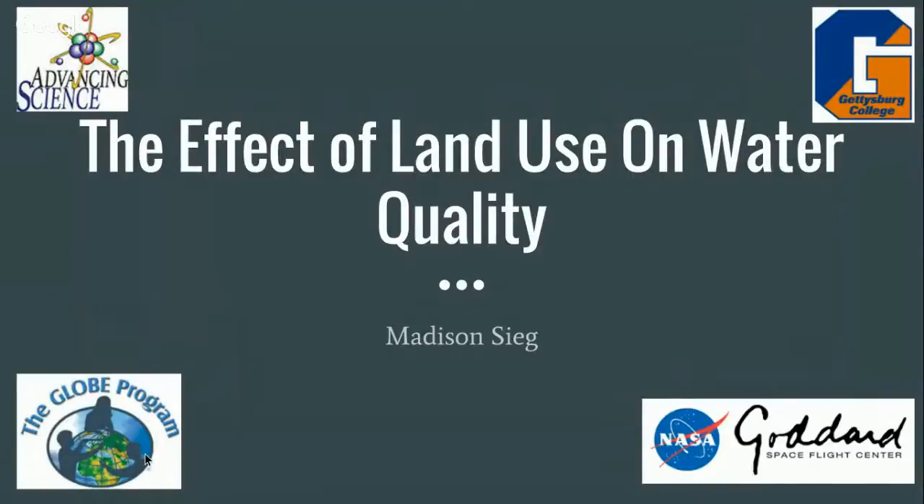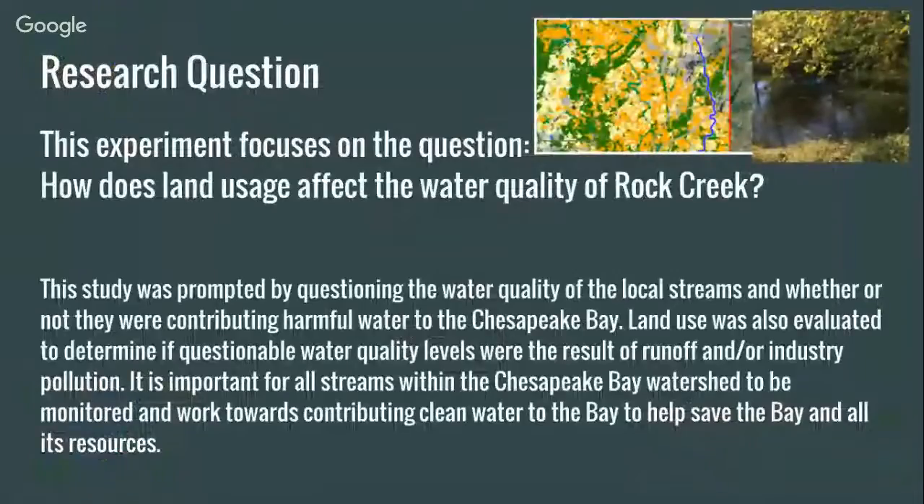Hello, my name is Madison Sig, and my project is the effect of land use on water quality. In this experiment, I tested to see how land use affects the quality of the water of Rock Creek.